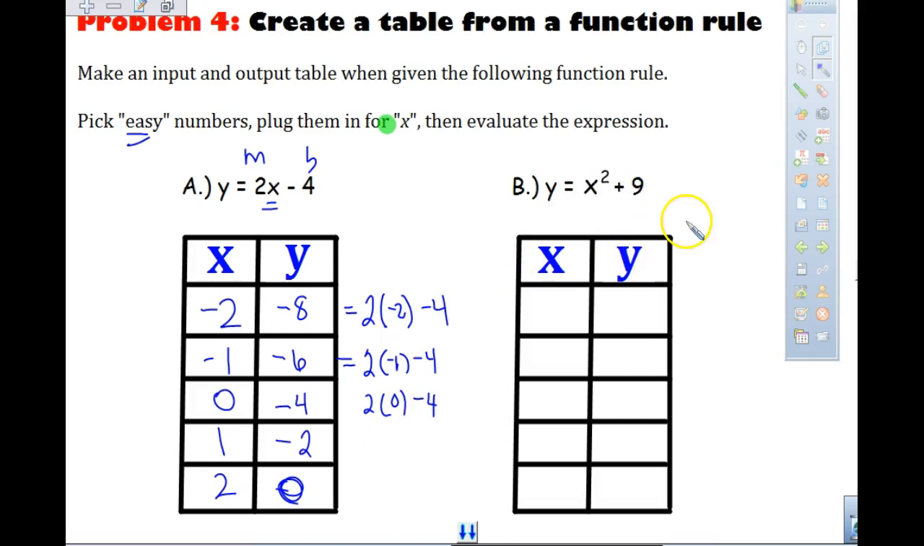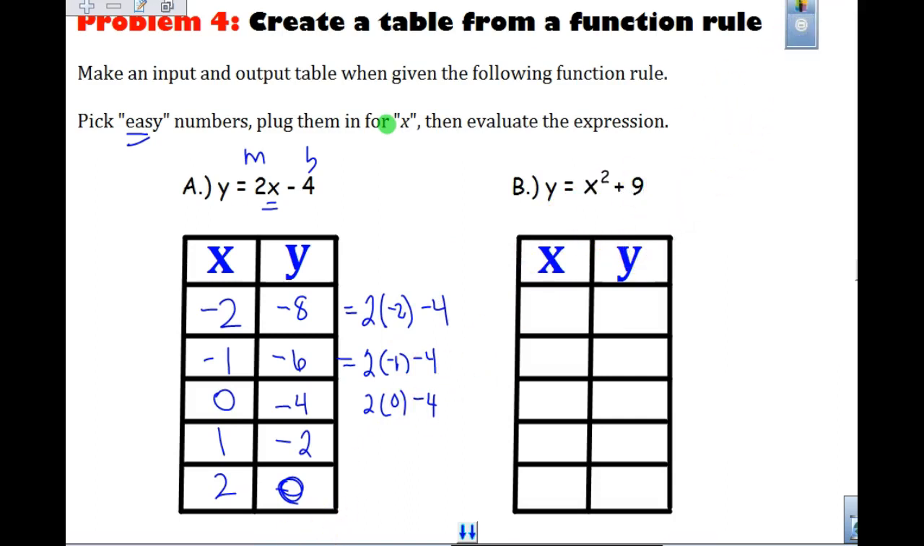Now, this table is going to come out a little differently when we look at our solution. So right behind here, again, let's pick those same numbers. Negative 2, negative 1, 0, 1, and 2. Behind the first one, please put it in a parenthesis, negative 2 squared plus 9. If I square negative 2, that means negative 2 times negative 2, I am going to get 4. Do you agree? Not negative 4. Negative times a negative gives me 4.